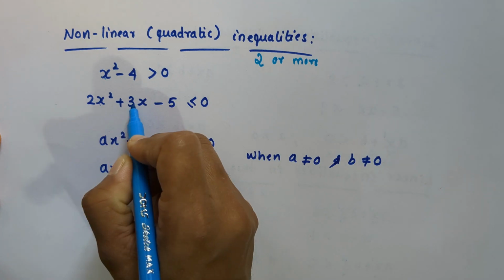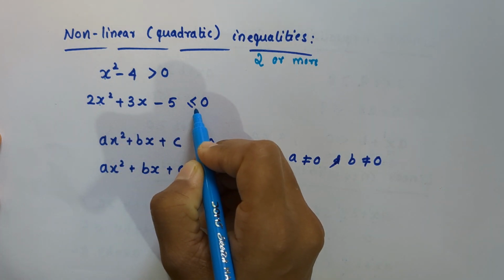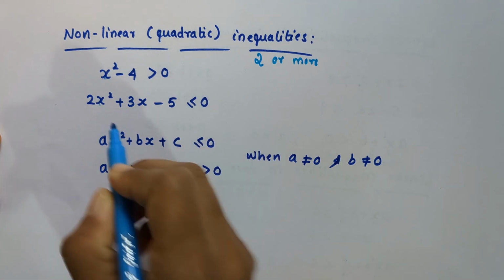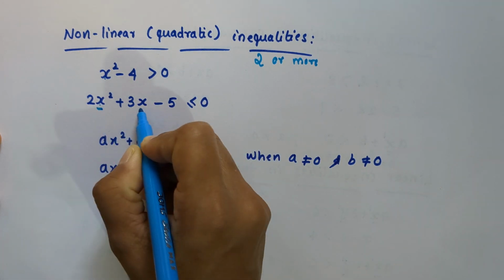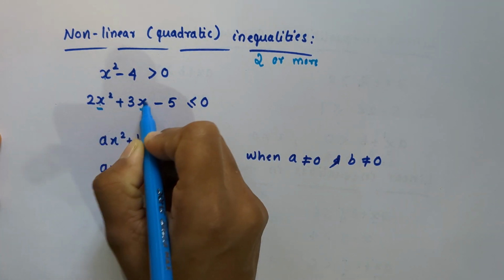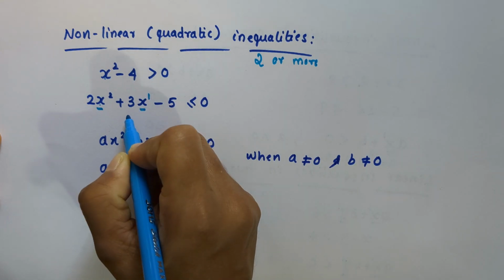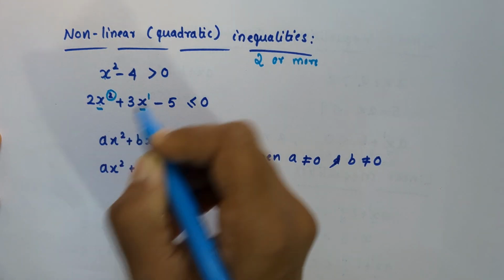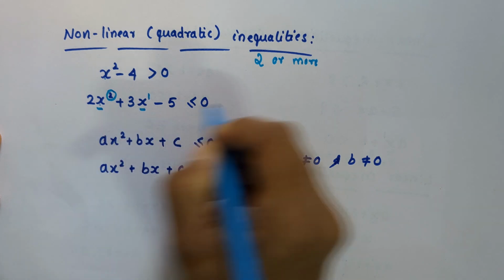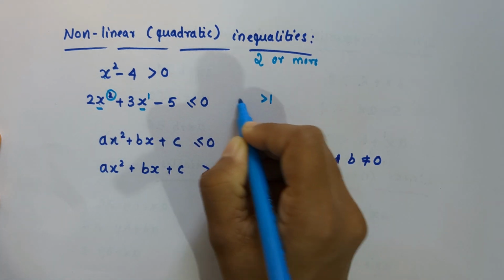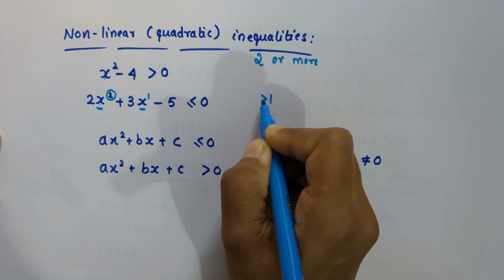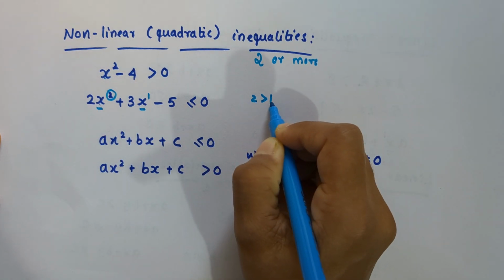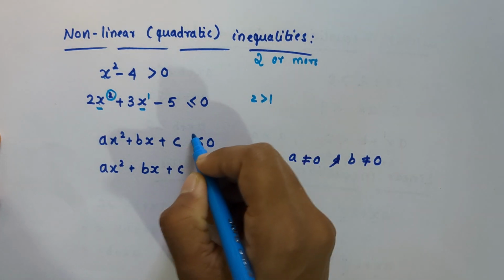Similarly, 2x square plus 3x minus 5 less than or equal to 0 is also an example of a non-linear or quadratic inequality. Why? Because here the variable is x, the power of x is 2, and here the power of x is 1, x meaning x raised to 1. So the highest power, you see, is 2, that is, the power of the variable is greater than 1. The highest power is 2, which is greater than 1. So this is an example of a quadratic inequality.